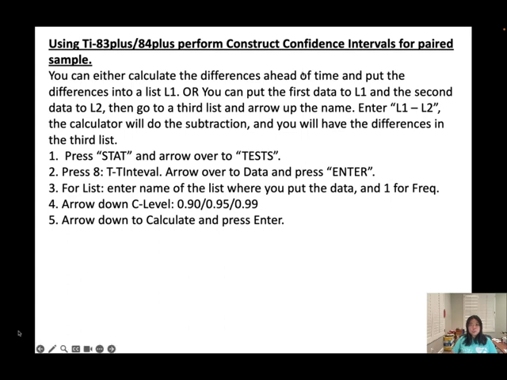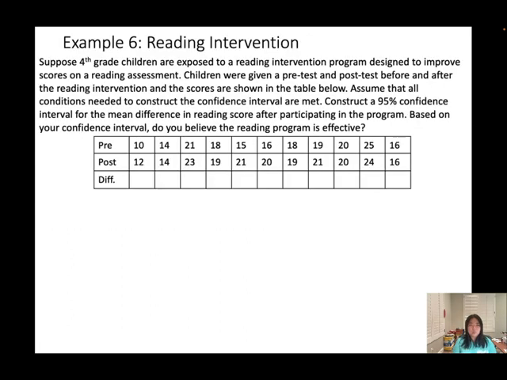Okay, this is how you guys use the calculator. Usually we input the first data in L1 and then input the second data in L2. And then for L3, we're going to find the difference using the calculator. Okay, let's do this example together.